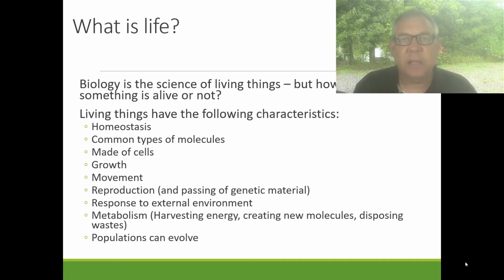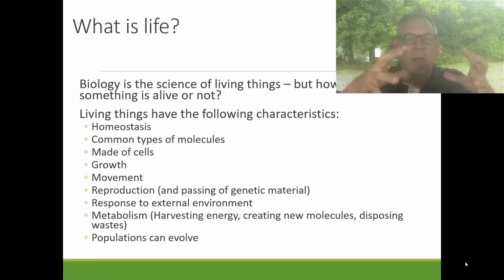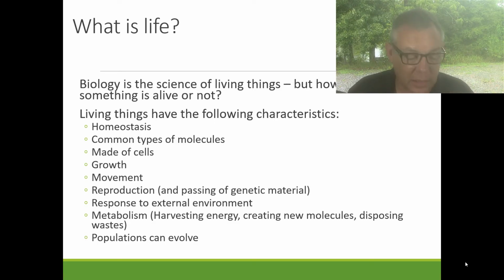And finally, populations of living things can evolve. Now, when we talk about evolution, we're going to stress this very much. Individuals don't evolve. So an individual organism does not evolve over its lifetime, but populations of organisms do evolve. And so what that means is that on average, the population can change in characteristics over time, but individuals don't evolve. And so that's a lot of things, but you need to have all these things in order to call something alive.